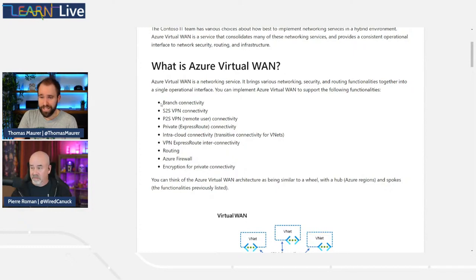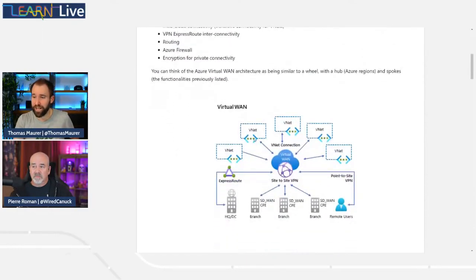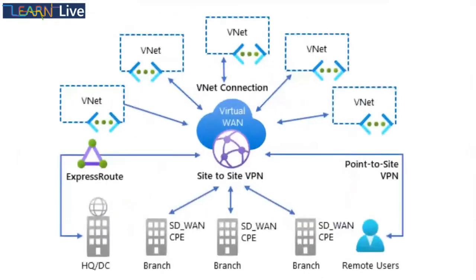So we can do a couple of things here. With Azure Virtual WAN, we have a couple of functionalities we can support. We can have branch connectivity, site-to-site VPN connectivity, and point-to-site VPN connectivity for remote users. We can have ExpressRoute connections. We can have inter-cloud connectivity between, for example, VNets as well, VPN and ExpressRoute interconnectivity between those locations, routing, Azure Firewall, and encryption for private connectivity. So there's a bunch of awesome stuff we can bring together with the Azure Virtual WAN architecture. And I think this covers it pretty well.